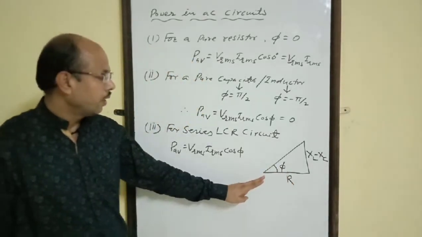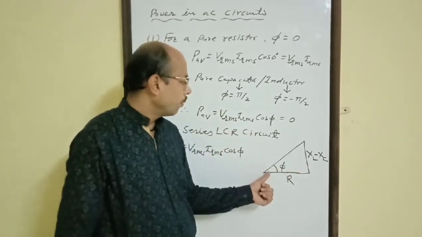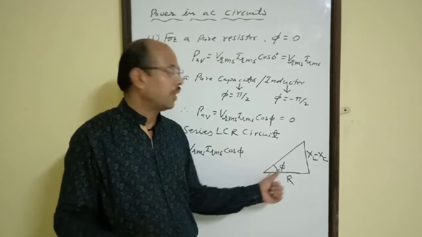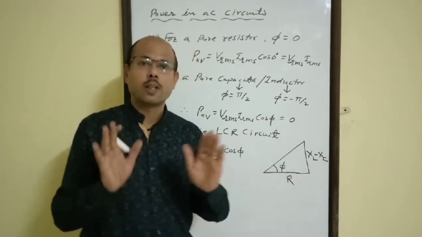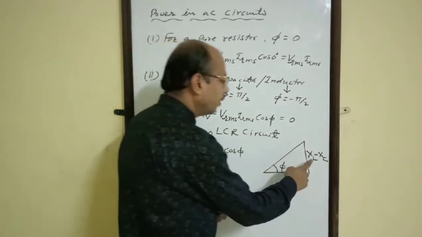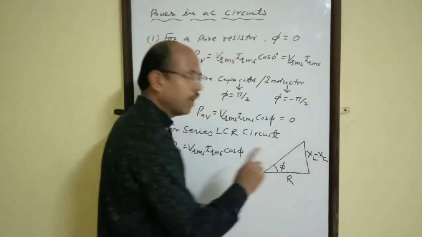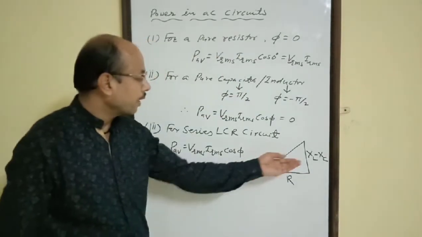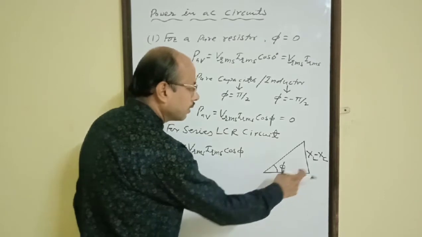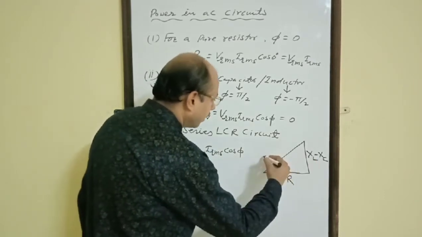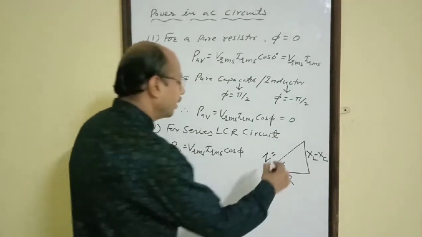This is phi. I think you all can recall that we have written tan phi as XL minus XC by R. So by using this triangle we can also write cos phi. Since this is R and this is XL minus XC, therefore this side is Z.